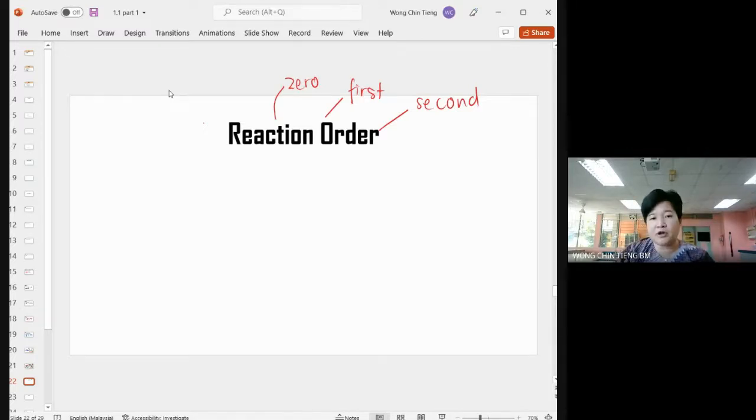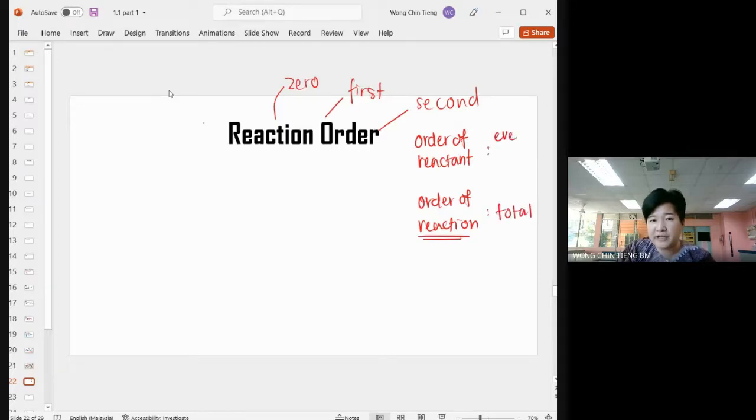Talking about reaction order, just nak ingatkan kamu, kita ada order of reactant. We talk about that just now. Kita ada order of reaction. So order of reaction adalah total. Yang satu lagi adalah every reactant. Yang ni je saya nak kamu boleh bezakan. Okay, we talk about that.